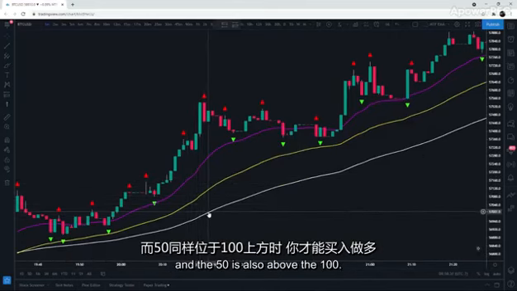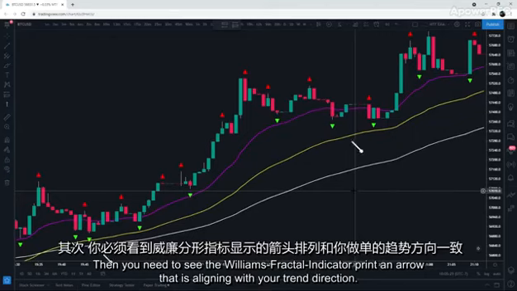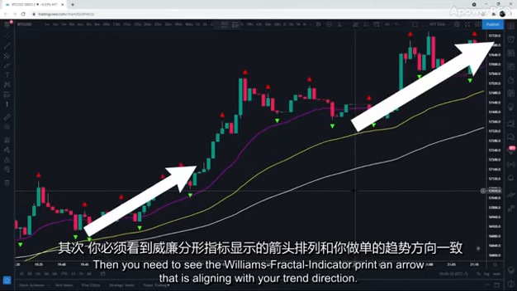To get an entry signal, first you need to see price pull back into the 20 or the 50-period exponential moving average. Then you need to see the Williams fractal indicator print an arrow that is aligning with your trend direction. That is going to be your entry signal.